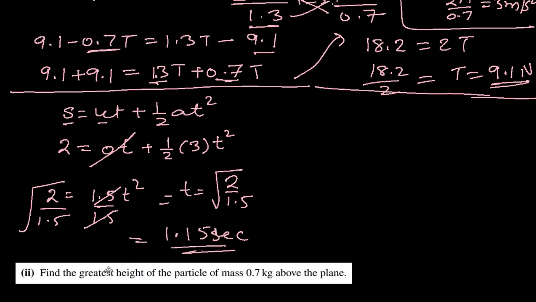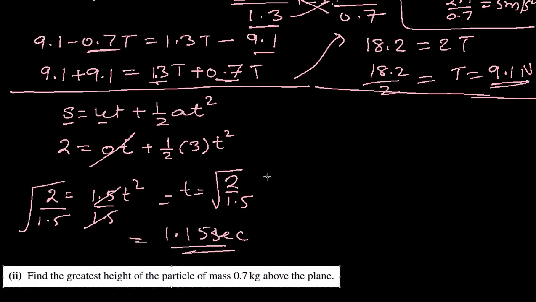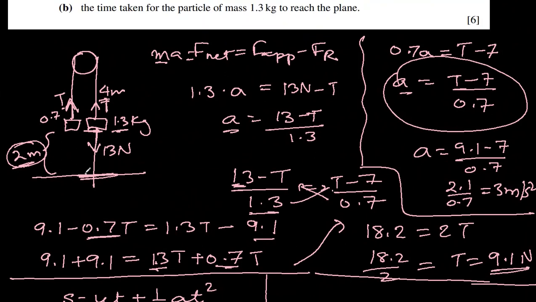Okay, find the greatest height of the particle of mass 0.7 kg above the plane. So when the 1.3 kg mass hits the ground, this 0.7 kg goes up out of 4 meters. There are 4 meters, right? So it reaches this height, which is how much? 2 meters is this one. So 2 more meters.